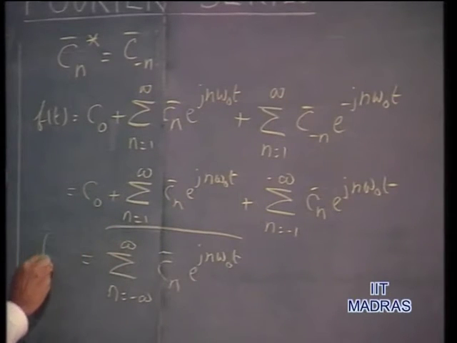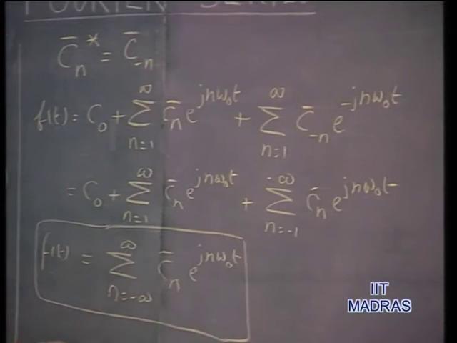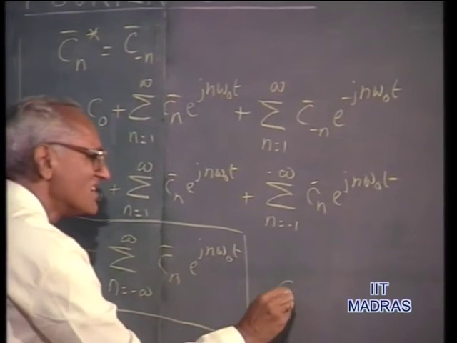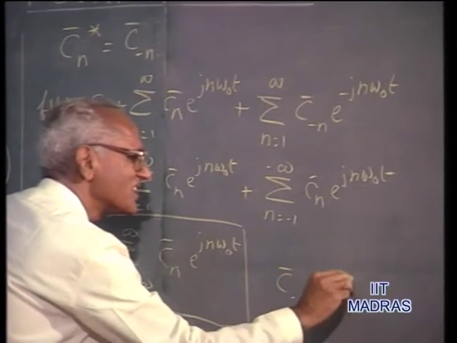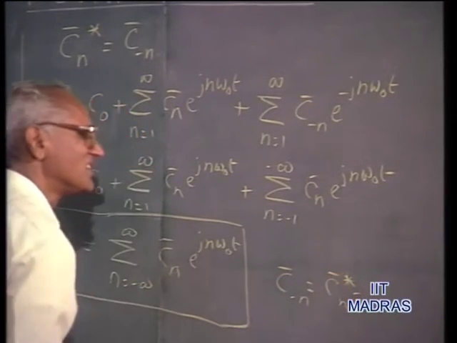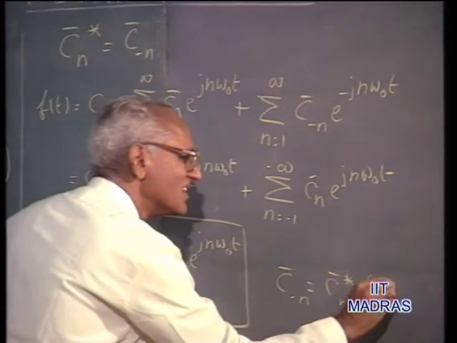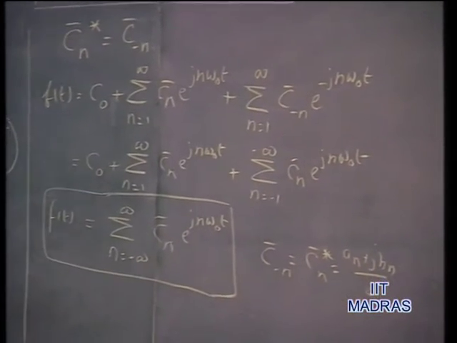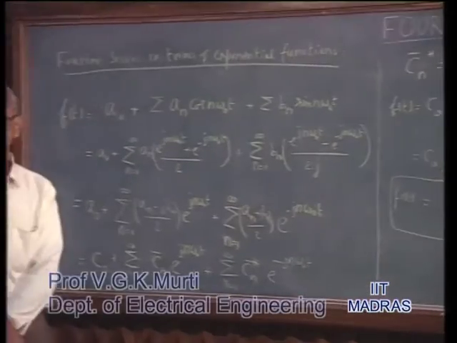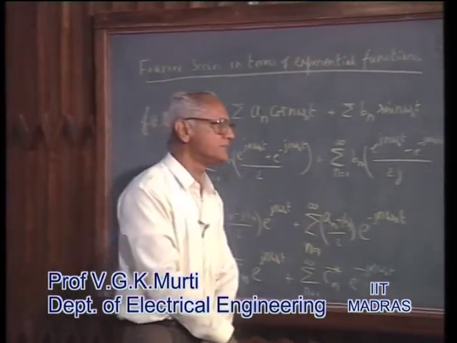This is f of t, where we observe that C minus n is C n conjugate, which is a n plus j b n upon 2, because C n conjugate is a n plus j b n upon 2.